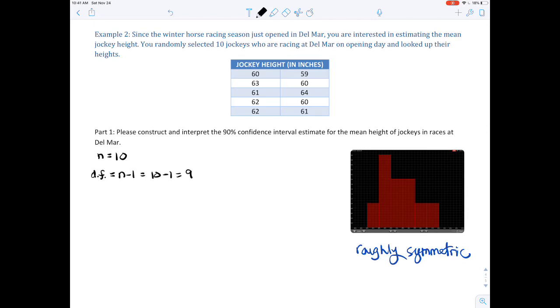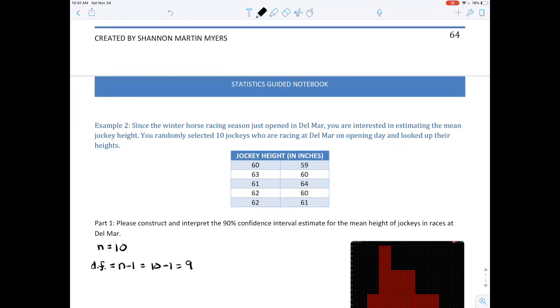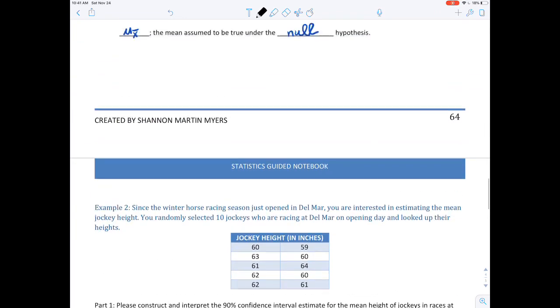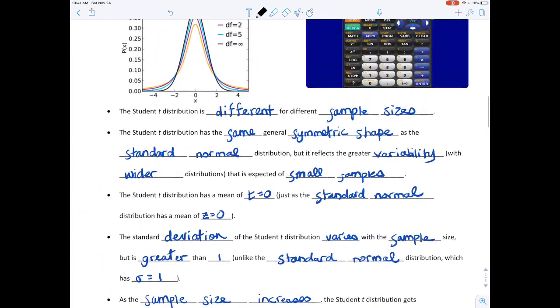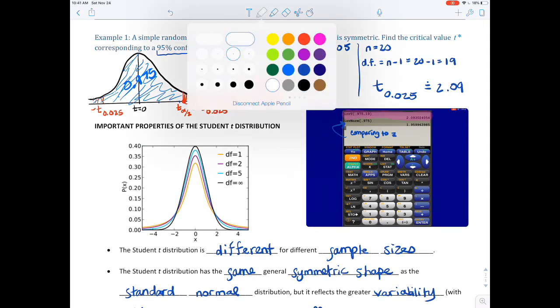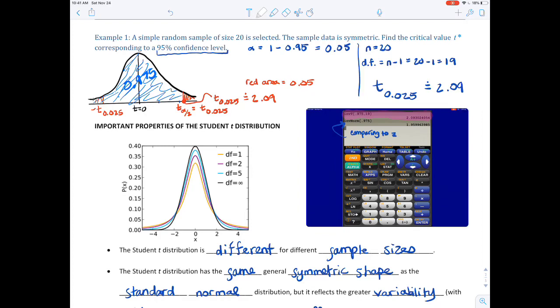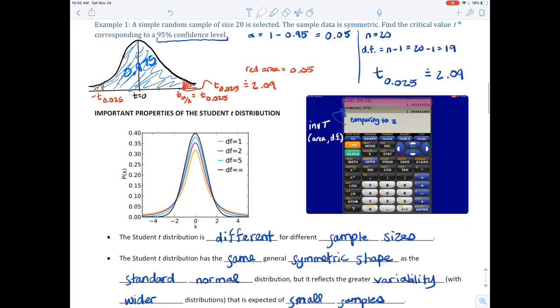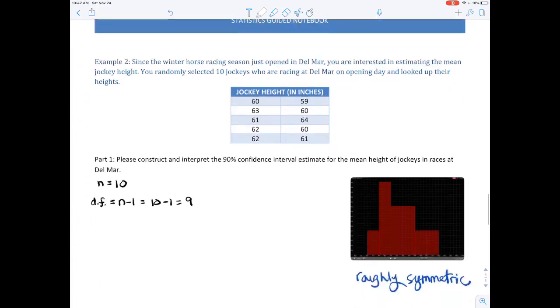Doing it this initial way, remember that we ended up using the calculator. We need the inverse t, okay? And for the inverse t, you've got to enter in your area, comma, your degrees of freedom, okay? So let's come back over here and do so.